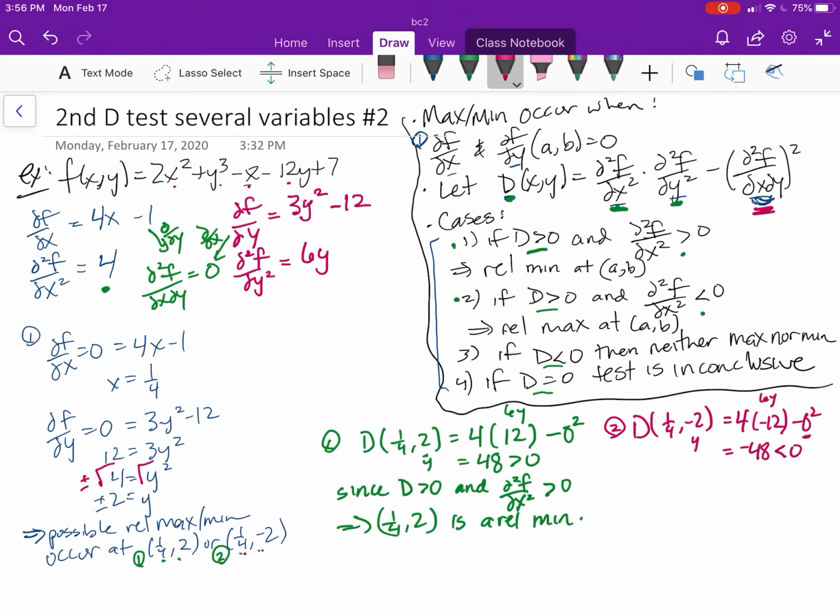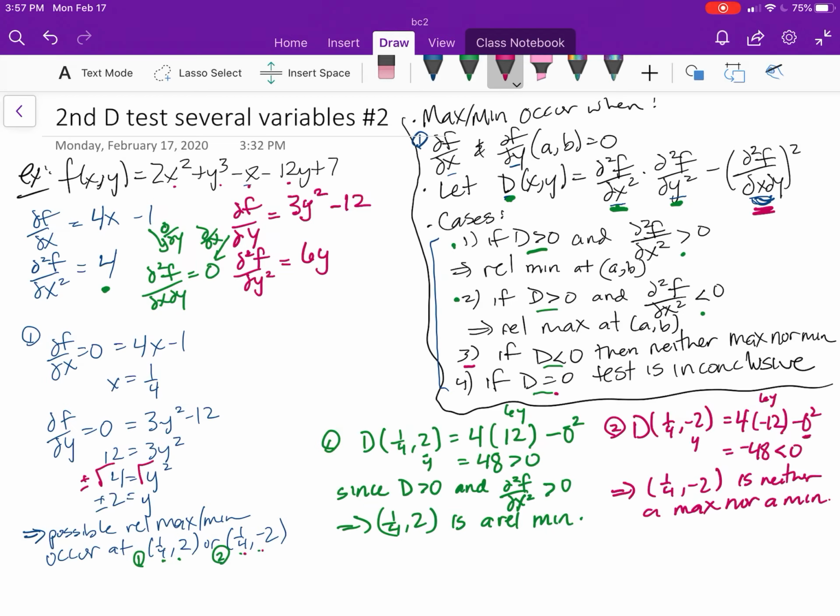If d is less than 0, rule 3 tells me it's neither a max nor a min. Okay. If d equals 0, it's inconclusive, which means I don't know. It might be a max, it might be a min. The test didn't give us enough information to truly know if either of those are true. All right, so this point for sure is not a max nor a min. So 1/4, negative 2 is neither a max nor a min.